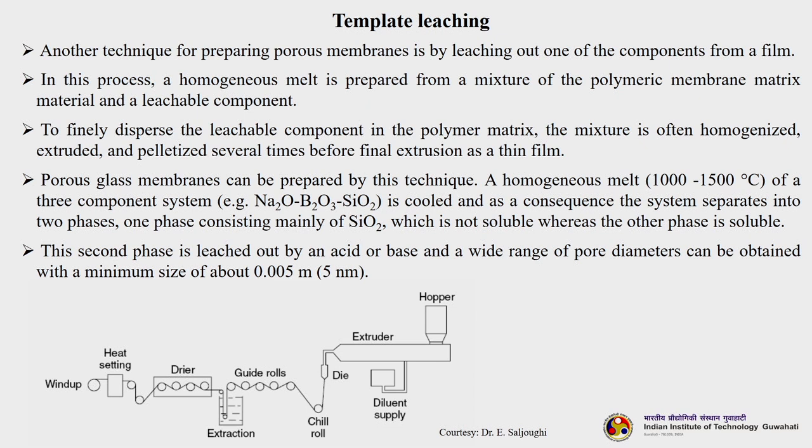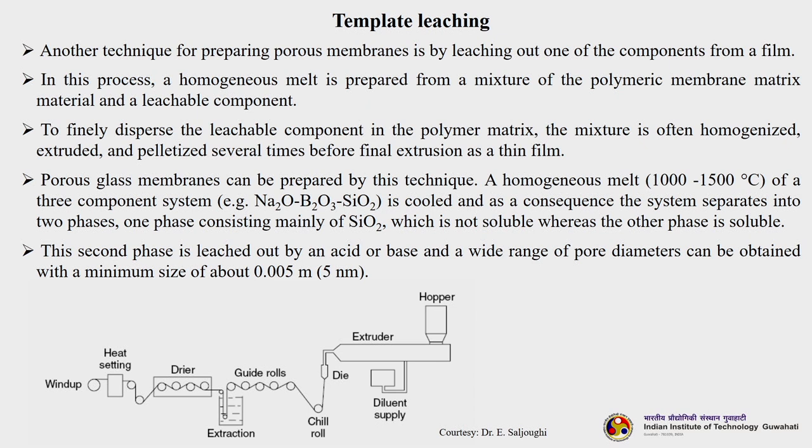So, to finely disperse the leachable component in the polymeric matrix, the mixture is often homogenized, extruded, pelletized several times before the final extrusion as a thin film. You can see the schematic actually. So, one example is porous glass membranes. So, you can prepare porous glass membranes by this technique.